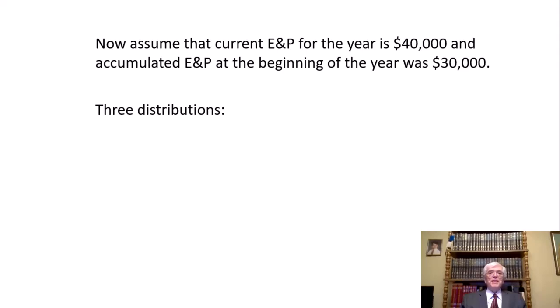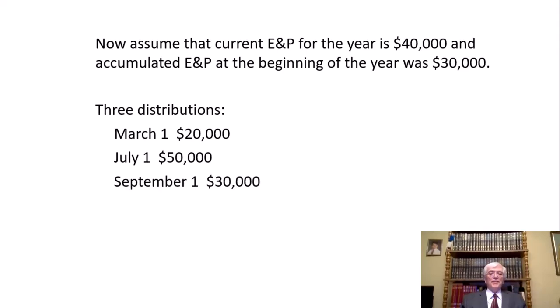But let's suppose there's 3 distributions, 20,000 in March, 50,000 in July, and 30,000 in September. So a total of 100,000. We've only got E&P of 70,000. So we know in total 70 is going to be a taxable dividend. The other 30 is going to be a non-taxable, non-dividend distribution.